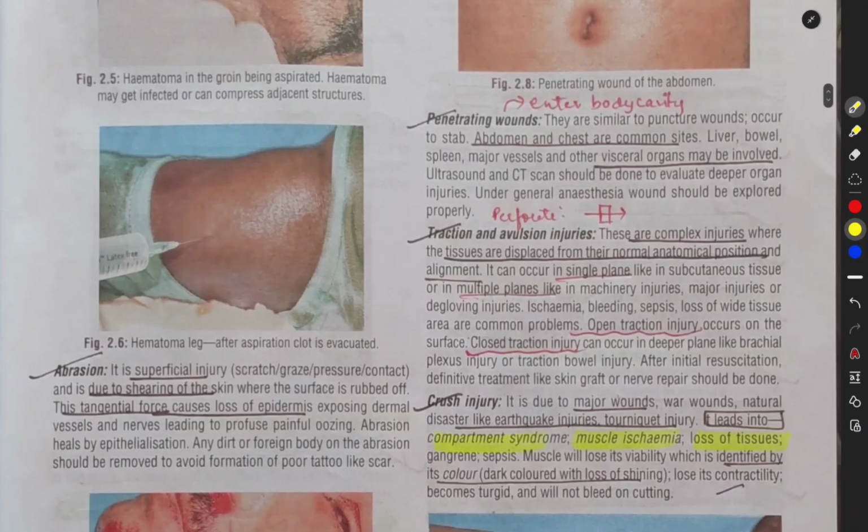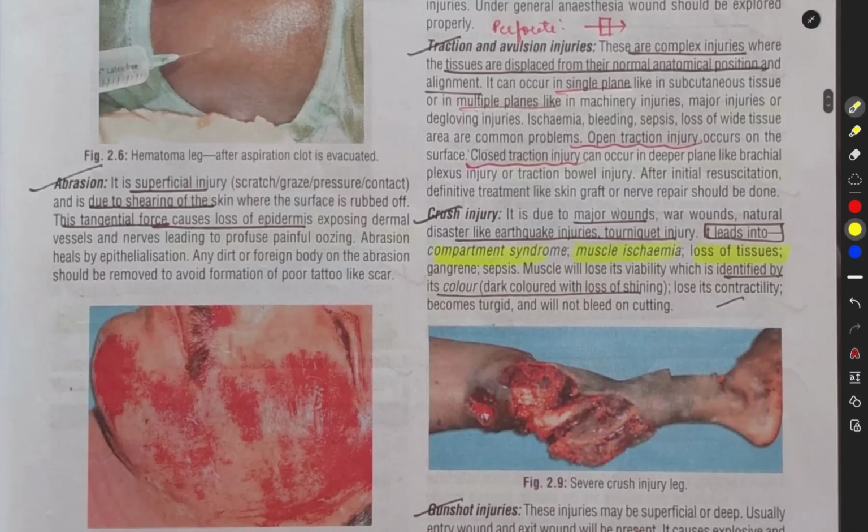Whereas penetrating wounds enter the body cavity, like any abdomen or chest are the common sites. Traction and avulsion injuries. These are complex injuries where the tissues are displaced from their normal anatomical positions.